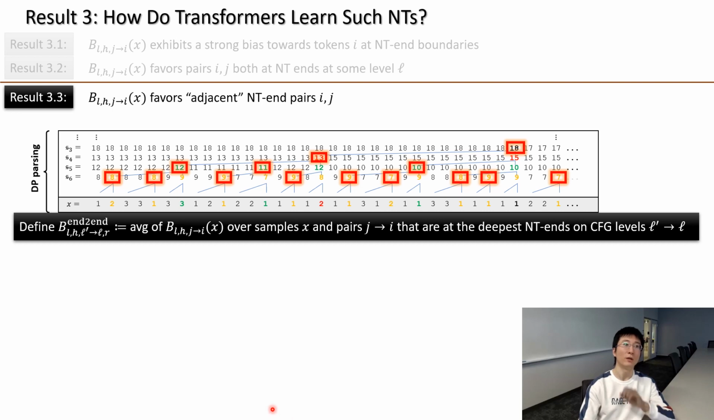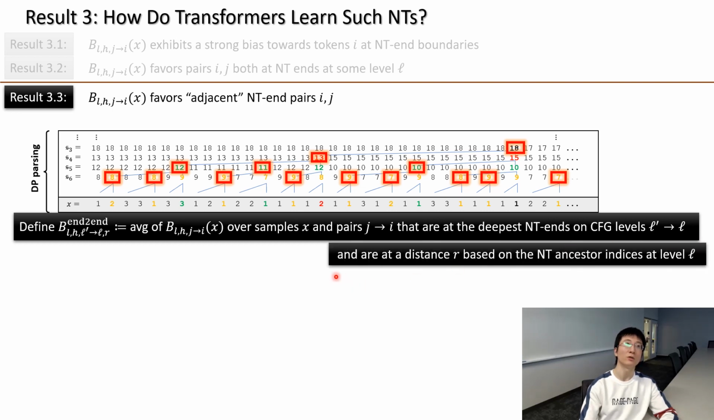And now we can define the end-to-end b-value to be the average of the b-values over samples x and those pairs j attend to i, such that they are respectively at the deepest NT-ends on the CFG levels L' to L, in which also they are at a distance r based on the NT-ancestor indices at level L, at the destination level. So let me pictorially show you what this means.